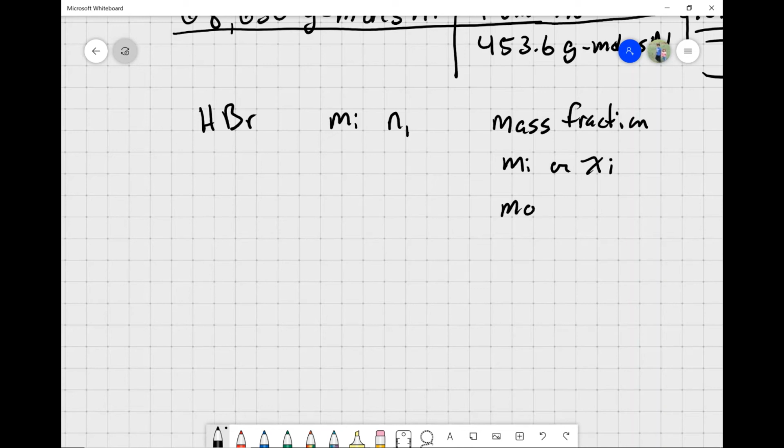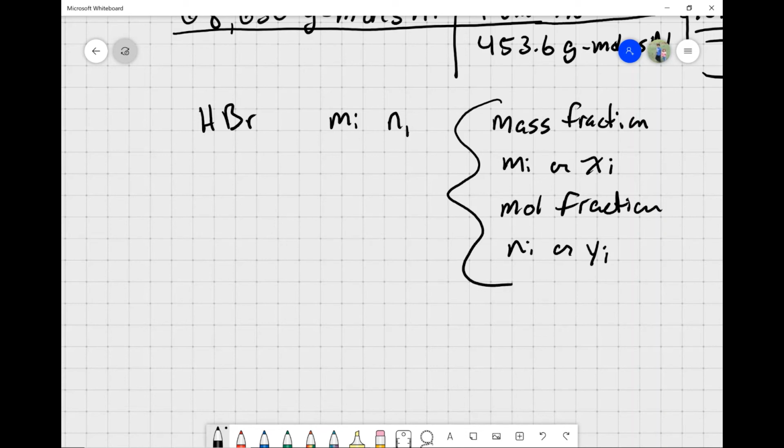And then mole fraction is generally NI or YI, actually. And I tend to like M for mass and N for mole. It makes sense. I know there's different notations in some of these lectures, and I apologize for that. I'm a victim of my own experience, and so I've done it both ways in my life.